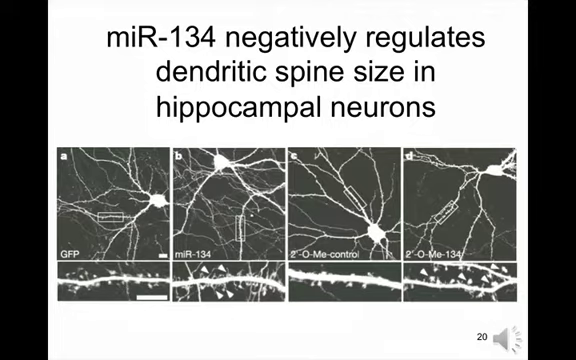On the left, this figure is using lentiviral vectors in neurons in petri dishes in culture to change the expression of a certain microRNA, 134.